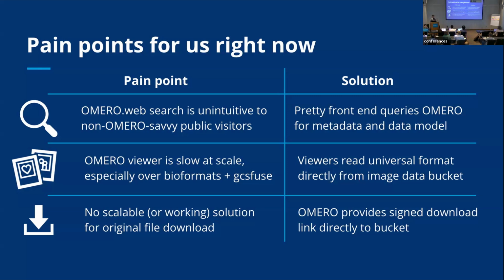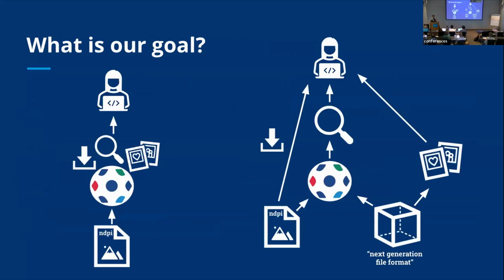And I saw a lot of nods. I talked to people about this last night. A lot of us don't have a working solution for file downloads from public OMEROs. And that is a pain point for us increasingly as we get more external collaborators, people using this as maybe a file sharing platform. So ideally, our solution that we're hoping for in the future is that OMERO provides a signed download link directly to our bucket. That's kind of a goal for us this year. We'll see if we get to it.